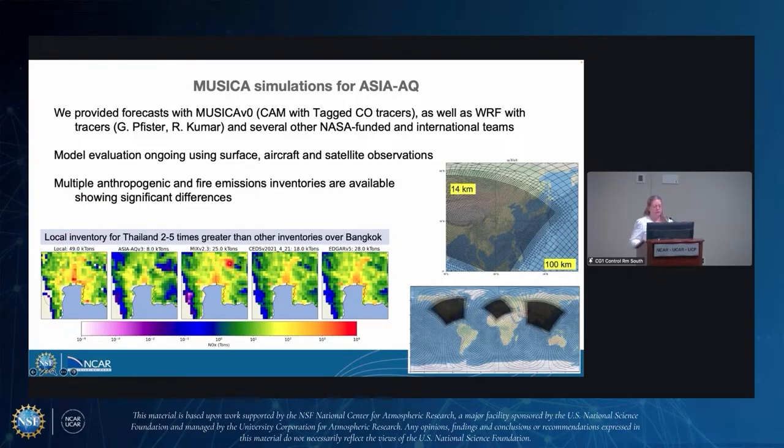And some of the other inventories that we've used: the MIX inventory is a composite of different inventories in Asia. CEDS, which is the basis for the CMIP emission inventory, and EDGAR. So they're all very different for Bangkok, and similarly, several different emission inventories are very different for different regions. So a group in Korea is putting together a composite of all these different inventories.